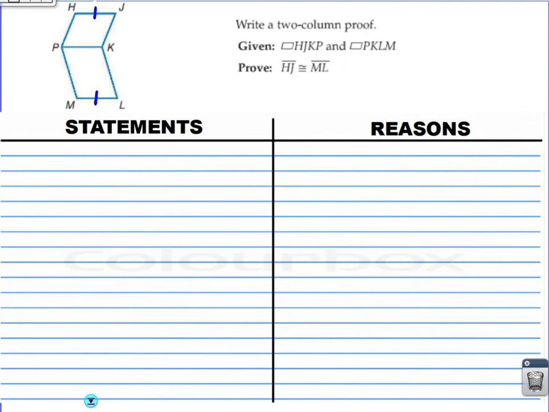What is HJ congruent to? Since that's a parallelogram up there, is HJ not congruent to PK? Okay, now is this not also a parallelogram? So PK is congruent to ML. So now are these two congruent? By? And we'll just use reflexive. They're both congruent to PK, so they're congruent to each other by the transitive property of congruence.